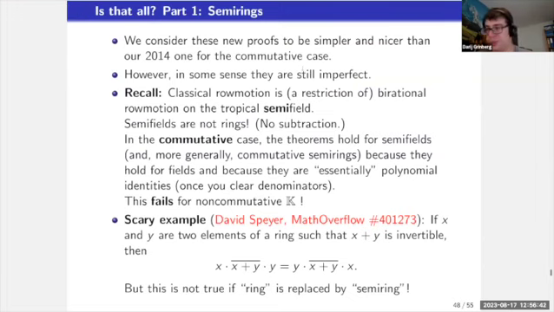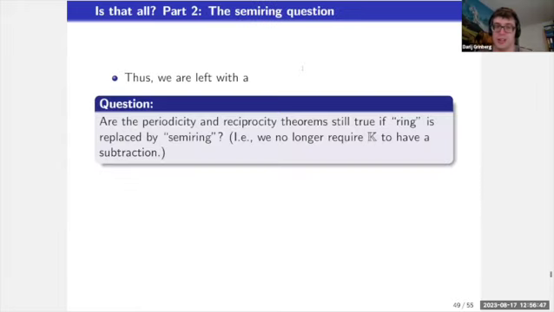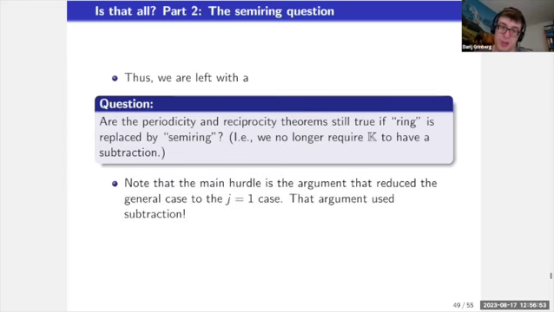Okay, so if you want to prove them for semi-rings, you have to start from scratch, more or less. Unfortunately, we don't know how to do it at all. What we know, of course, is that our argument works for j equals 1. So we can prove reciprocity for elements at the left border of the rectangle.